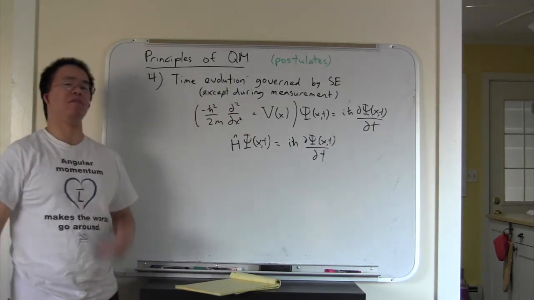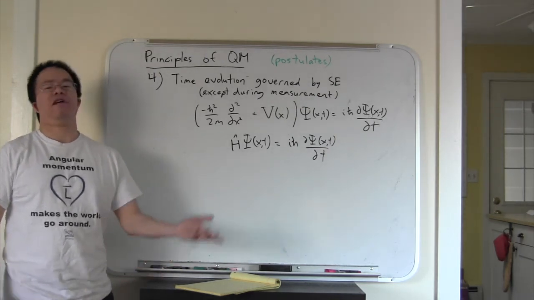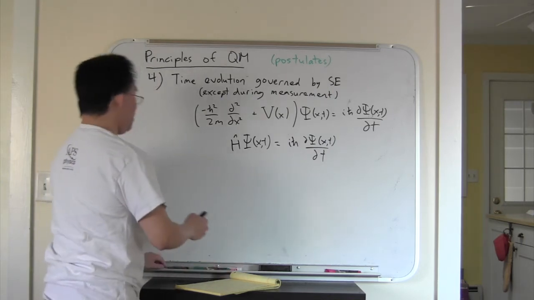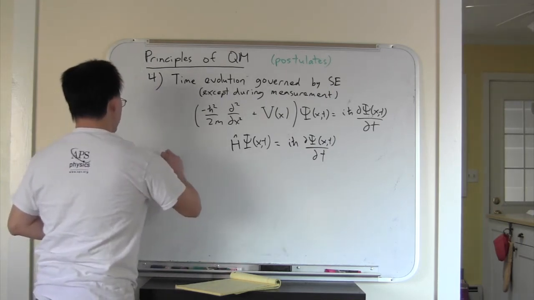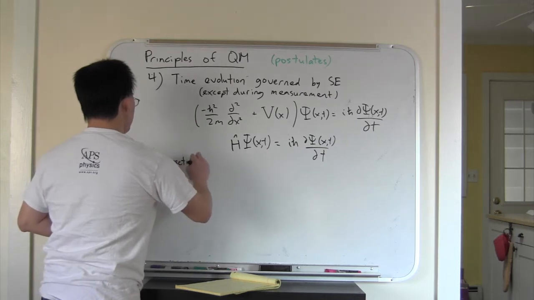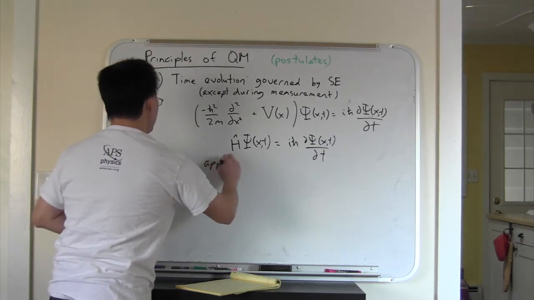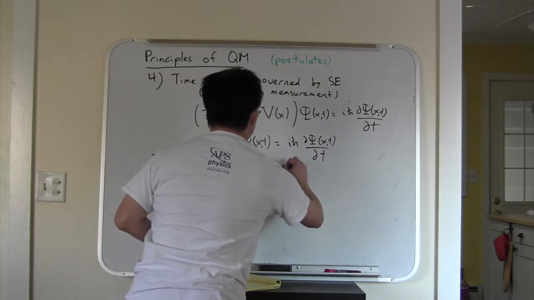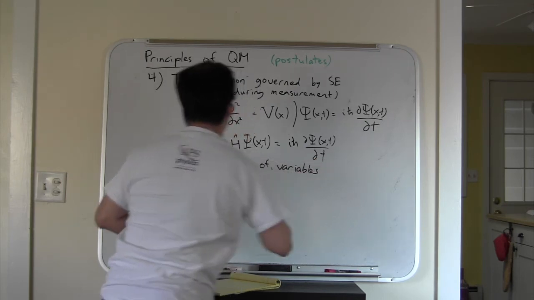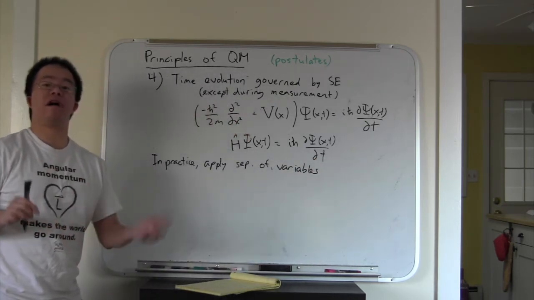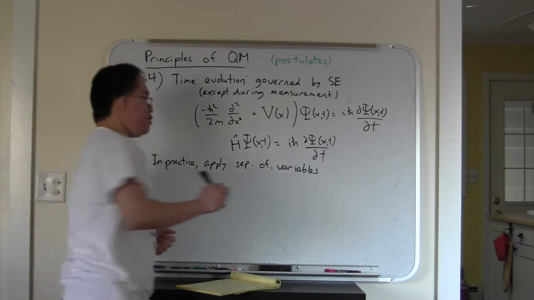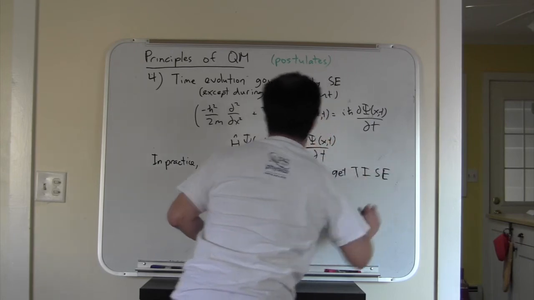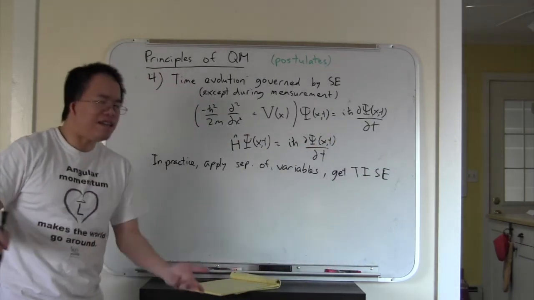Now, in practice, what we usually do to solve this is we apply separation of variables, and that is what leads us to the time-independent Schrodinger equation, which turns out to be an energy eigenvalue equation.